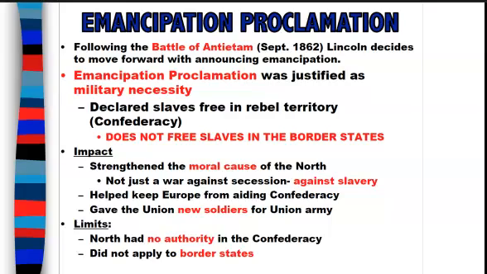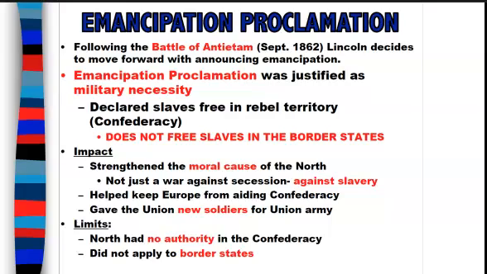Number two, it helps keep Europe from aiding the Confederacy. Many European nations had moved against slavery. They had become emancipationist nations. And so if we make the war against slavery, to help the South would mean that they're aiding slavery, and they can't do that. And number three, it gives the Union new soldiers. It opens up the ability for African Americans to serve in the military, and eventually nearly 200,000 will, which is important.